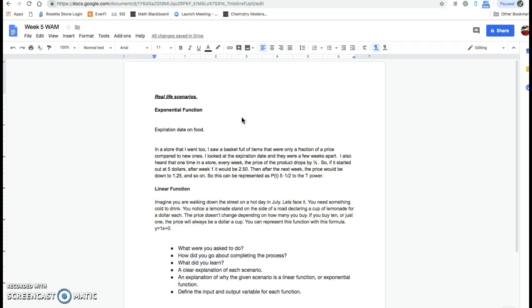Now for the linear function. Imagine you are walking down a street on a hot day in July. Let's face it, you need something cold to drink. You notice a lemonade stand on the side of the road declaring a cup of lemonade for $1 each.